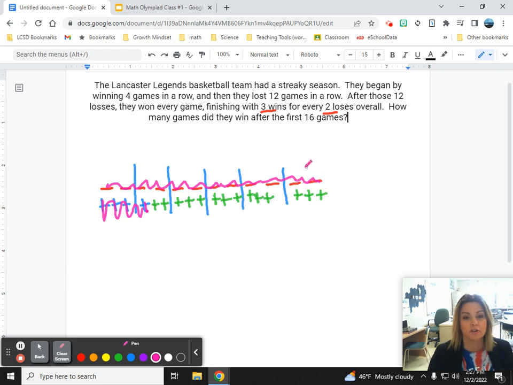Now this is the first 16 games, right? Because 12 plus 4 is 16. So what is left are the greens, okay? So how many games did they win after the first 16 games? Well, they didn't lose again, right? Because they lost 12 games in a row, and that's what they did after their first 4 wins. So these all count as wins. 1, 2, 3, 4, 5, 6, 7, 8, 9, 10, 11, 12, 13, 14. The answer is 14 wins.